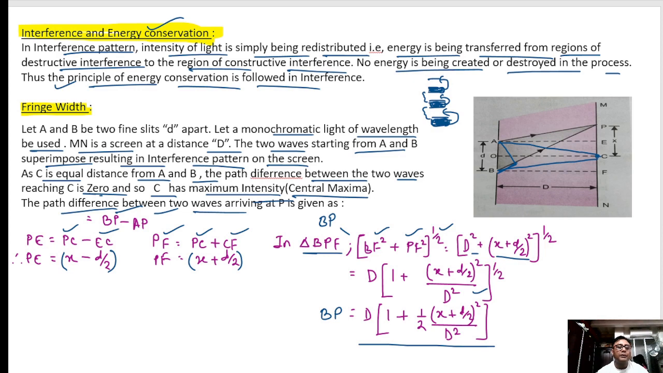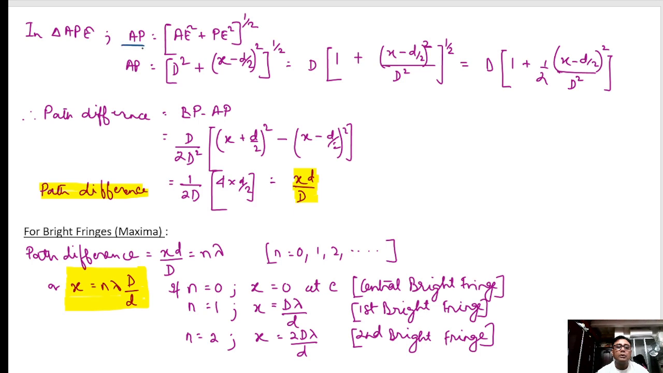Similarly, if I want to find AP, AP will be the square root of AE squared plus PE squared, which is D squared plus (x minus d by 2) whole squared, to the power half. If I take D common, we can write like this, and using the binomial theorem we can expand this. So this is AP. Now the path difference is BP minus AP. If I subtract, we get this. Solving this, we will get xd by D.